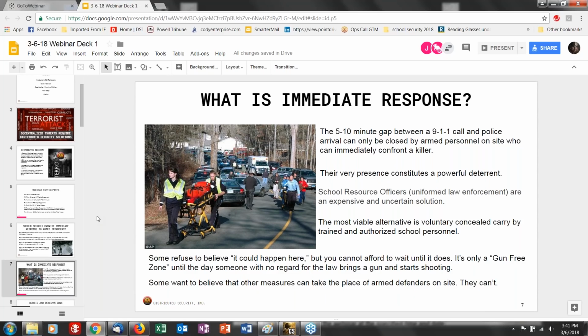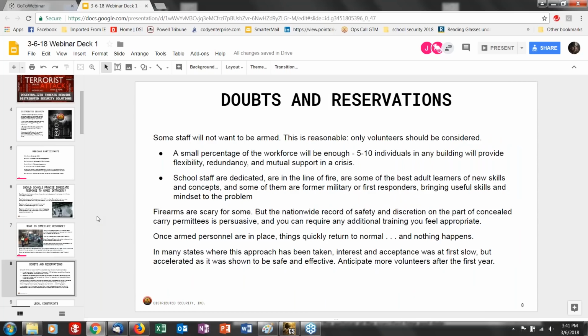You will encounter, especially at the local level, lots of doubts and reservations about this solution. You'll see that some staff will simply not be willing to be armed, and that is entirely fine and reasonable. Only volunteers should be considered. And this is a workable solution because you only need a very small percentage of your workforce to provide that armed deterrent and that armed defense on site. 5 to 10 individuals in any school building would provide flexibility, redundancy, and mutual support should an incident occur.